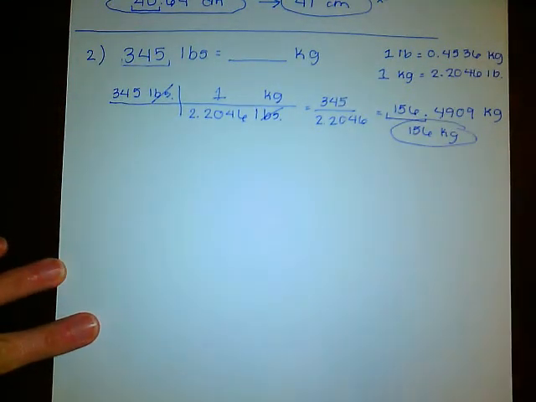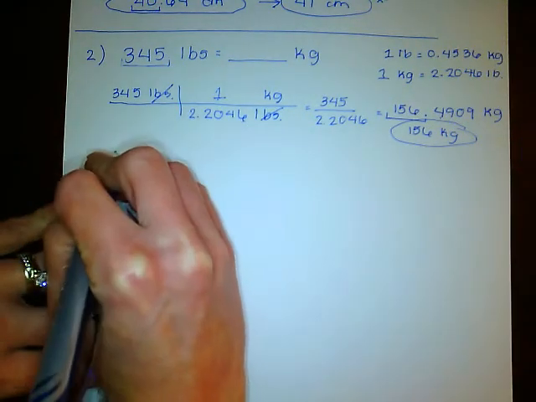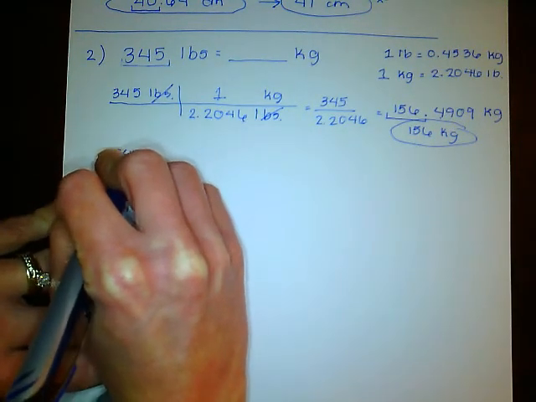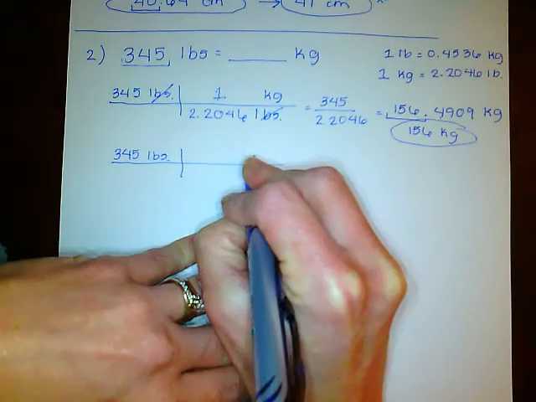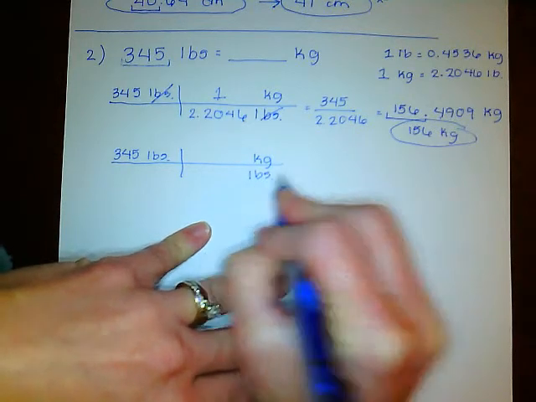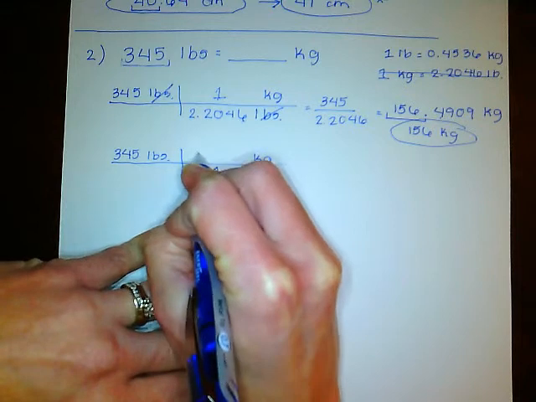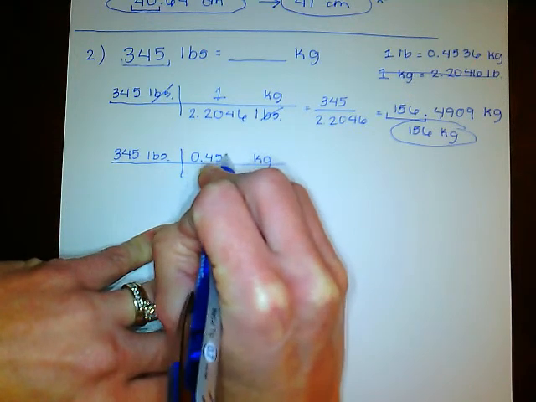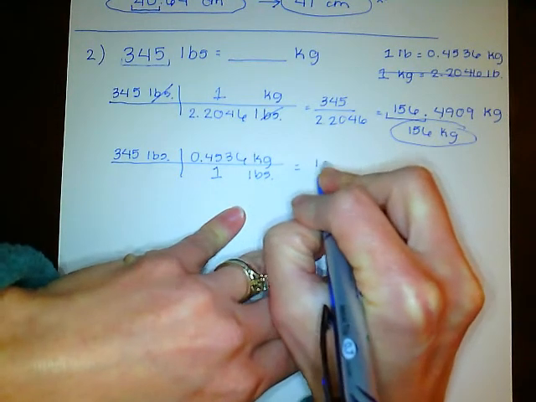Now, just to show you that either conversion factor will work, I'm going to work it again using the first conversion factor. So once again, let's write down what we know, 345 pounds, and we are still trying to get to kilograms. Want to get pounds to cancel out, so I'm going to drop that down here. And just to be different here, let's use the 1 pound equals 0.4536 kilograms.